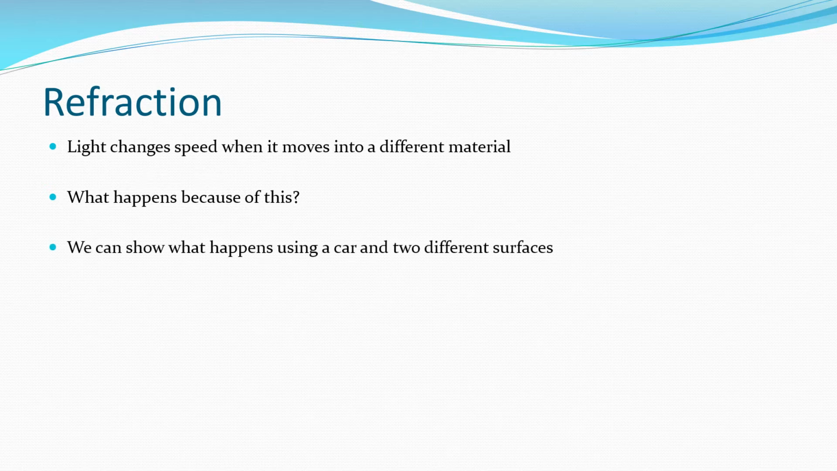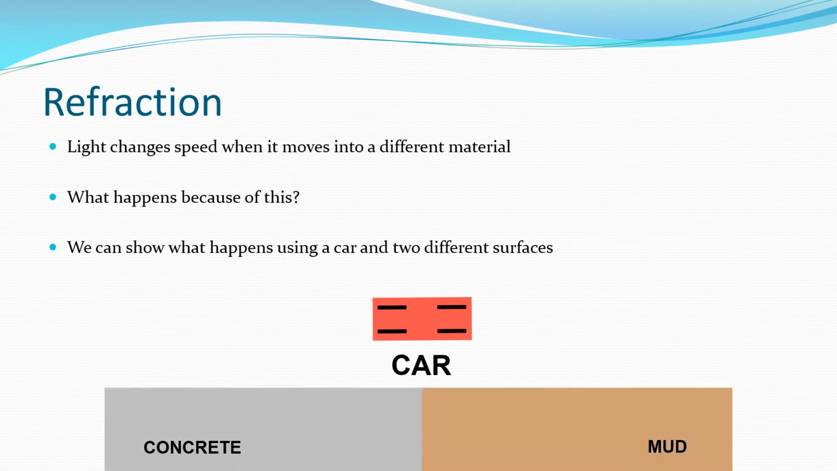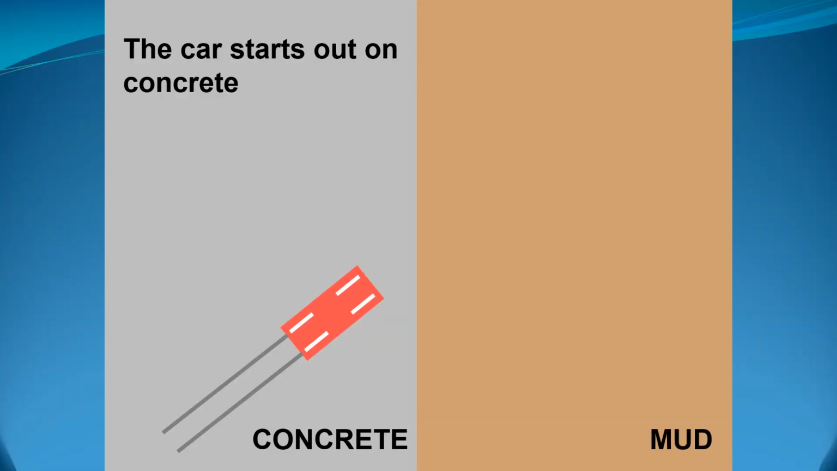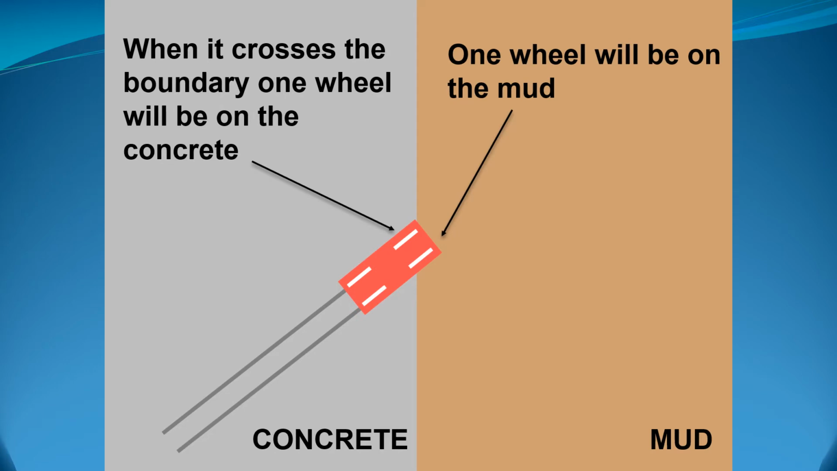So to explain how this happens, we are going to use an extremely amazing analogy of a car. This is a car, believe me, moving from concrete into mud. Okay, it's just quite a nice visual. So imagine we have our car traveling at sort of this angle. It's on concrete and it's moving towards the mud on the other side. Now, when it reaches this boundary between the concrete and the mud, there's one wheel that is on the mud and the other three are on the concrete.